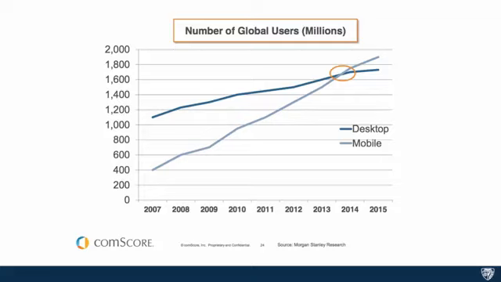And if you look at this graph, that sounds just about right, that this actually happened around 2013, 2014. So it's been a little bit since that happened. So the point is, you just can't ignore mobile. You have to design your sites for mobile as well.